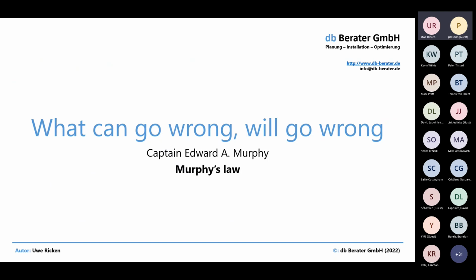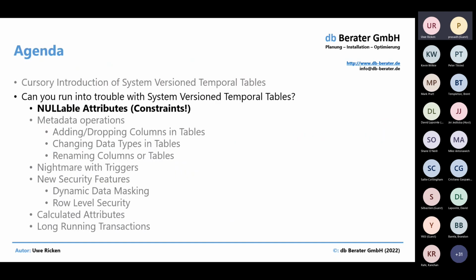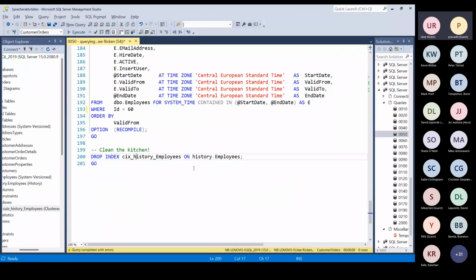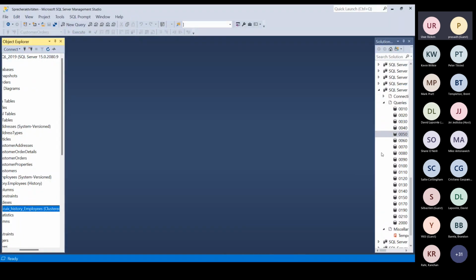And now let me show you what problems you might have when you're dealing with temporal tables. Here are some questions for you. What is about nullable attributes? So you can run into trouble with system versioned temporal tables when you add nullable attributes. What about metadata operations? When you're adding or dropping columns, something like this. So nullable columns can be a challenge. What will happen if you're changing the constraints of your tables? Null becomes not null in an empty table. Null becomes not null in a filled table, or not null becomes null in a filled table. Let's see how that will work and how that will affect your system.